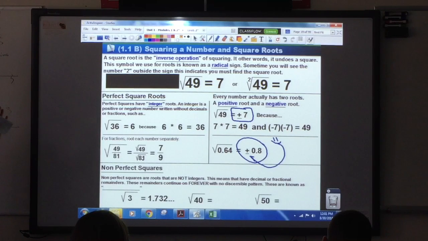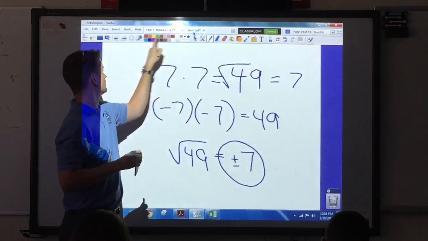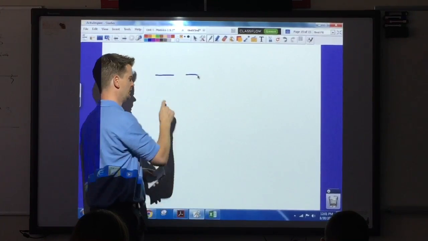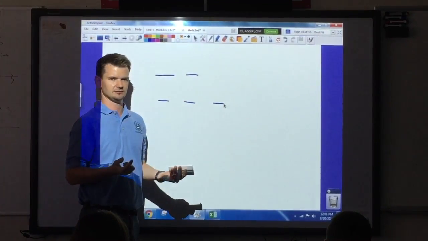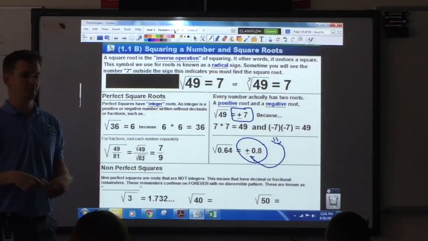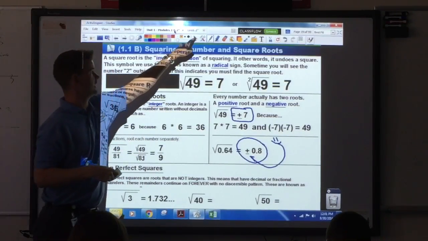Cubic roots, no. Every cubic root is just one root. Because, think about it this way. I don't want to jump ahead too much, but we said if we multiply 2 negatives, we get positive, right? But if I multiply 3 negatives, do I get a positive? No, I get a negative. That's why, as you'll see later on, every number may have 2 square roots, but only 1 cubic root.